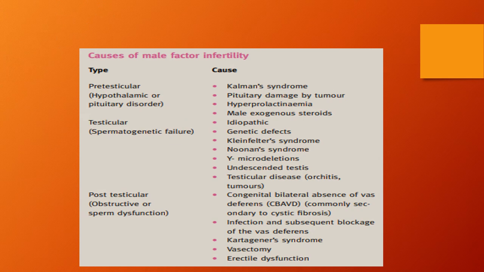This table shows some causes of male factor infertility. We can divide them into pre-testicular, testicular, and post-testicular. Some causes of pre-testicular are Kallmann syndrome, pituitary damage, hyperprolactinemia, and male exogenous steroids. Testicular causes include idiopathic genetic defect and Klinefelter syndrome, and post-testicular causes include congenital bilateral absence of vas deferens, infection, trauma, and vasectomy.